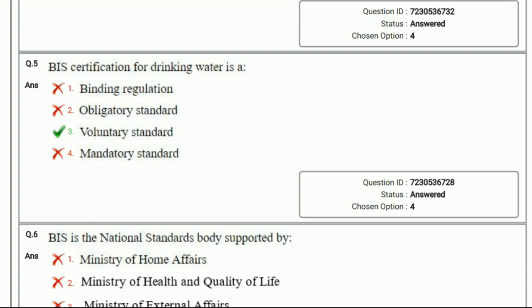Option 3 was correct up to the year 2020, but from 2021 it is mandatory to have the BIS certification for drinking water bottles. So the answer is option 4. Please keep this in mind. The answer is option 4, that is mandatory.